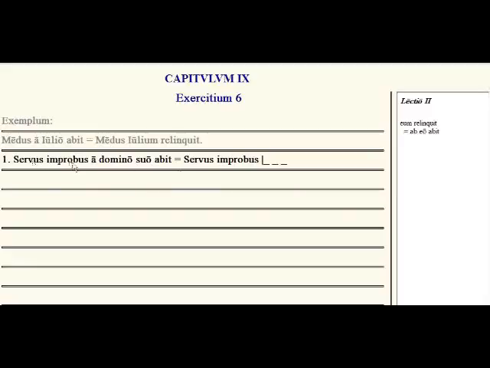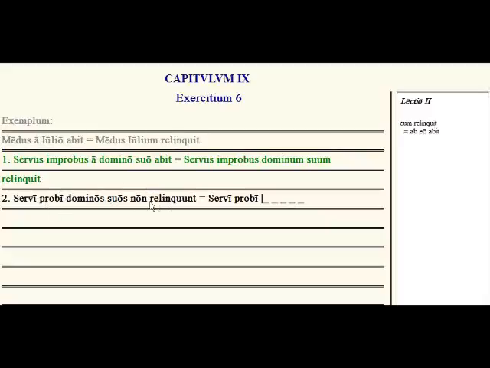So we have servus improbus a domino suo abit. A bad slave leaves or goes away from his master. Here we have the bad slave, and what we need to say is leaves behind his master. So we use the accusative construction: dominum suum relinquit. Okay, and then we have another version, switching the other way.